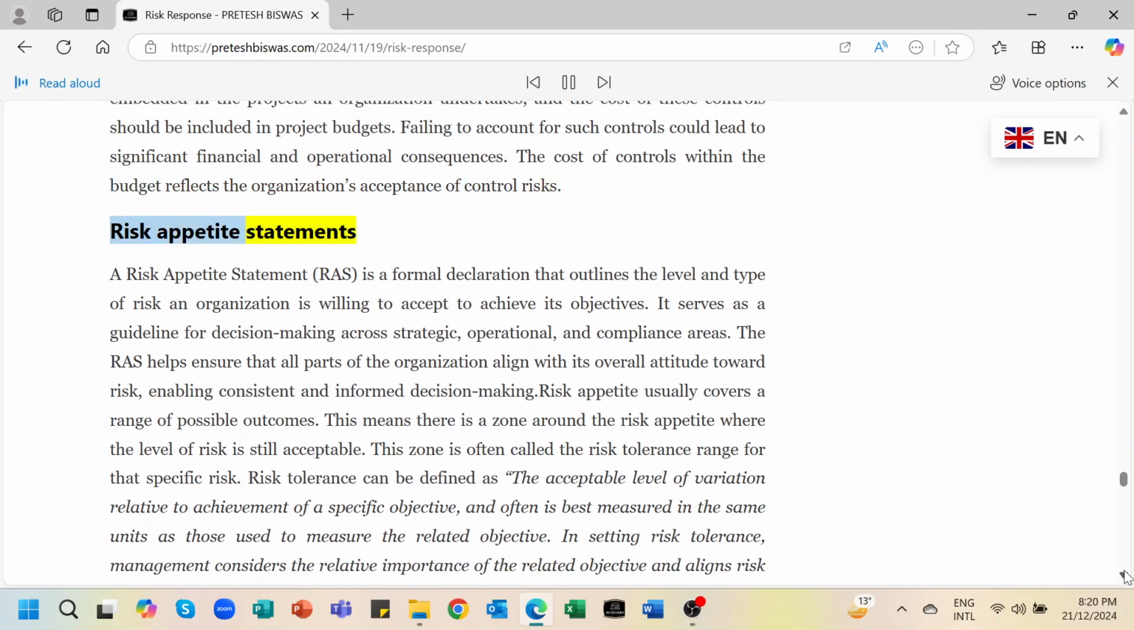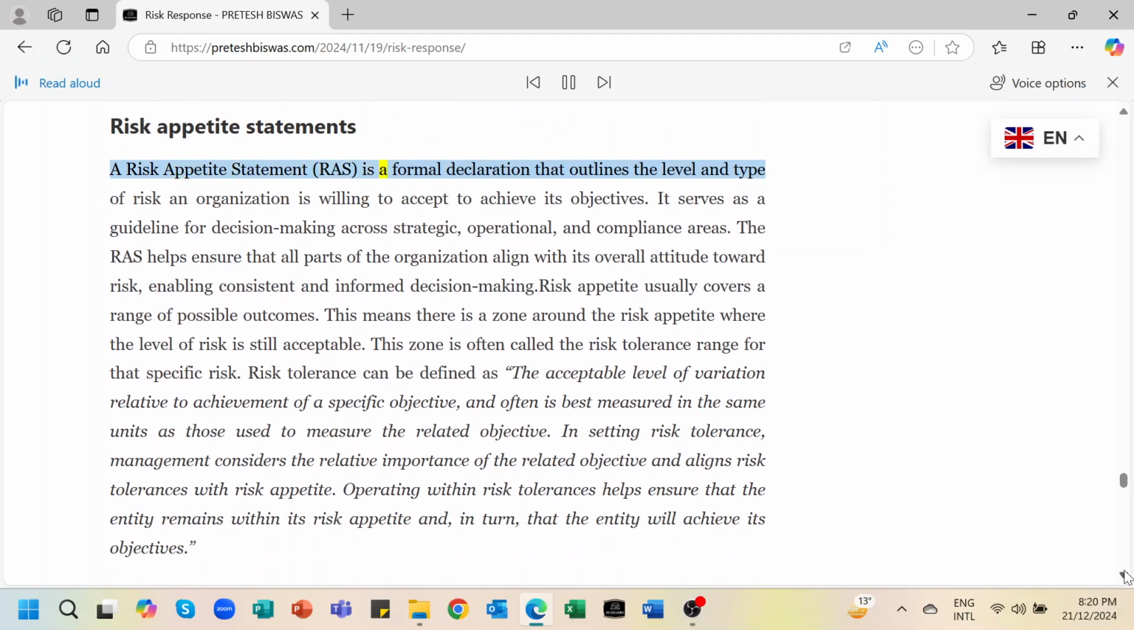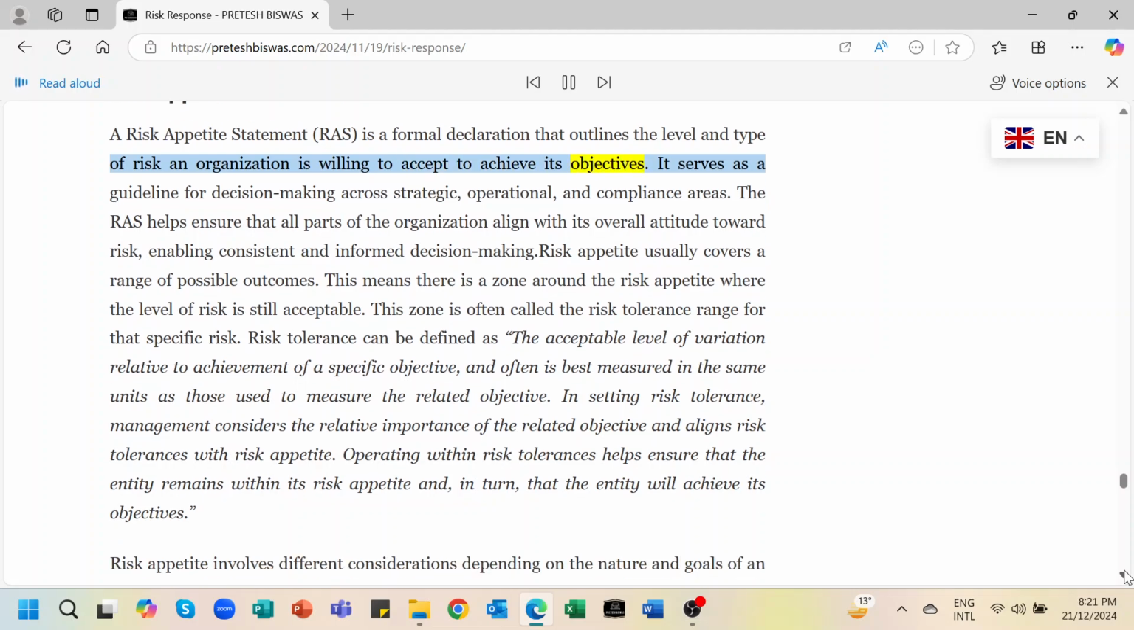Risk appetite statements. A risk appetite statement, RAS, is a formal declaration that outlines the level and type of risk an organization is willing to accept to achieve its objectives. It serves as a guideline for decision-making across strategic, operational, and compliance areas. The RAS helps ensure that all parts of the organization align with its overall attitude toward risk, enabling consistent and informed decision-making.